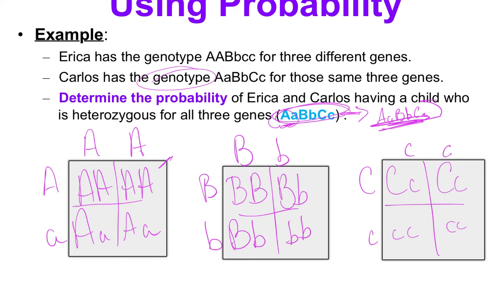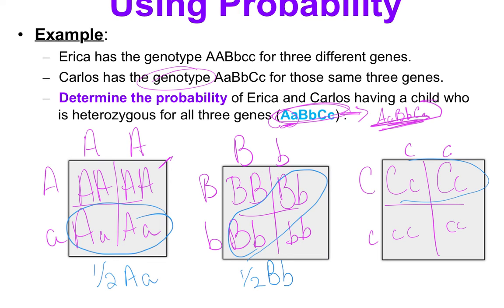And so this is how I would figure out the probability that Erica and Carlos would have a child who would be heterozygous for all 3 genes. We want to go here and see what the probability is that the offspring will be heterozygous. So here I have heterozygous. Half of these are going to be heterozygous. Same thing here: half of the offspring have the potential of being heterozygous for B. And here, also half have the potential of being heterozygous for C. And so to find the probability of those combinations, we're going to multiply them together.